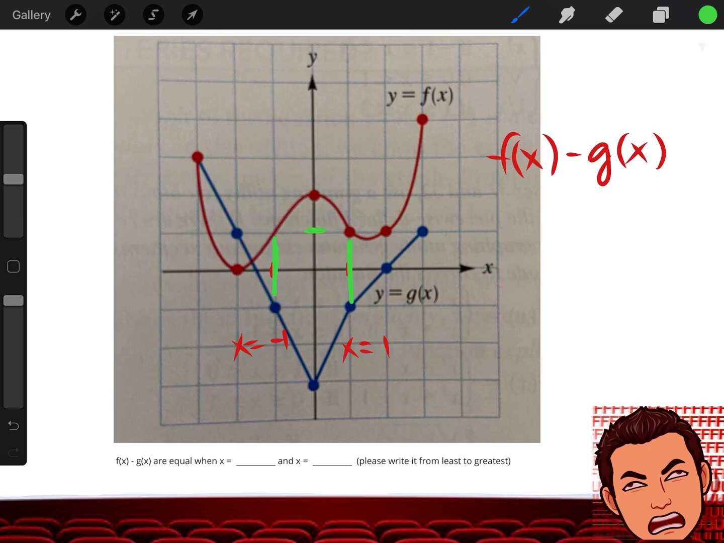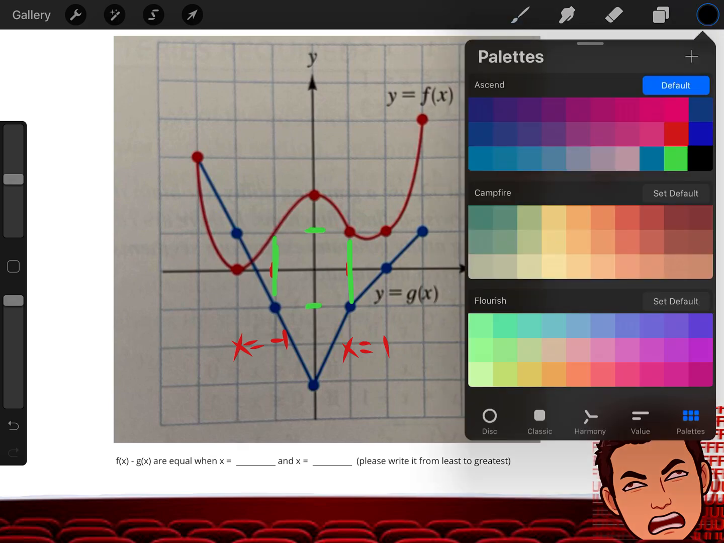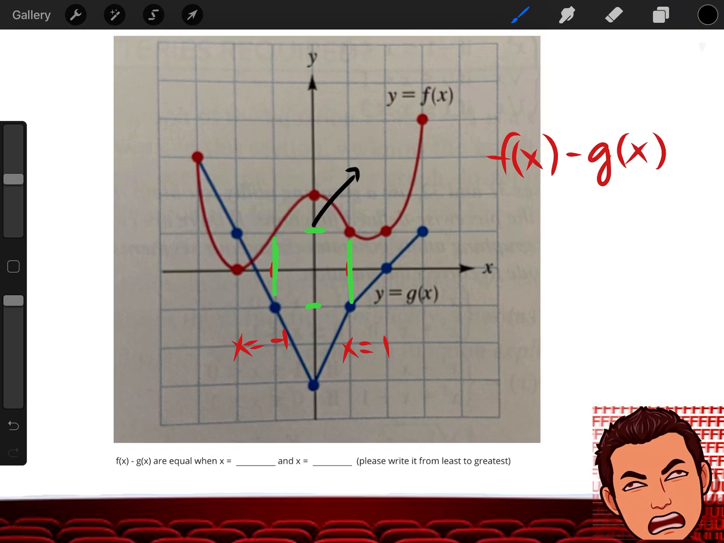If you want to put in numbers to explain it, look at this. When x equals negative 1 or x equals 1, y equals positive 1 for f of x. So this is when f of x equals 1. And then if you see g of x when x equals -1 or x equals 1, that's going to be -1. The difference is 2 units. So it's the same when x equals -1 and +1.